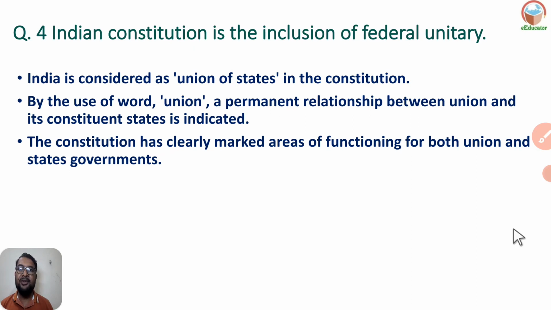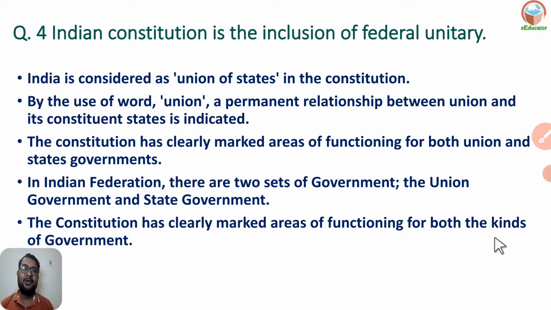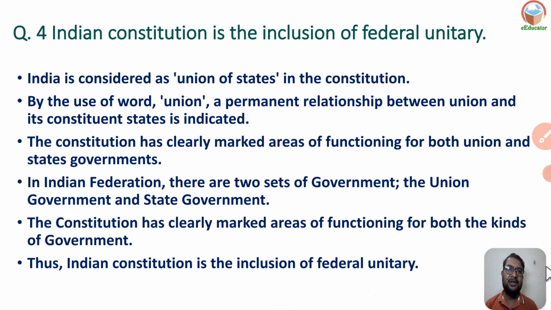The Constitution has clearly marked areas of functioning for both the union and state governments. In the Indian federation, there are 2 sets of government, the union government and the state government. So the Constitution has clearly marked areas of functioning for both kinds of government, union government and state government. Thus the Indian Constitution is an inclusion of federal and unitary features.